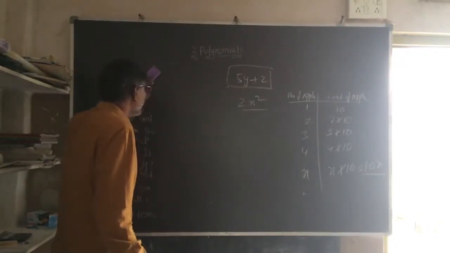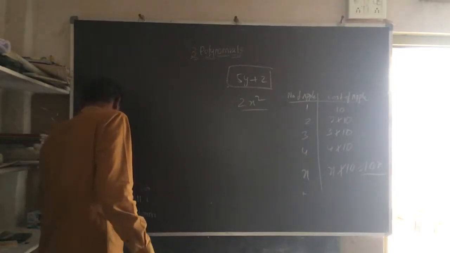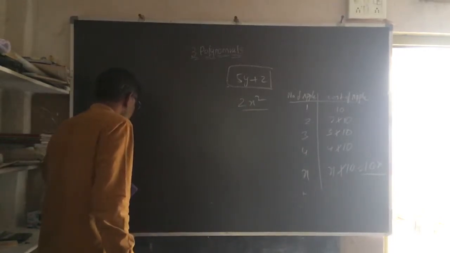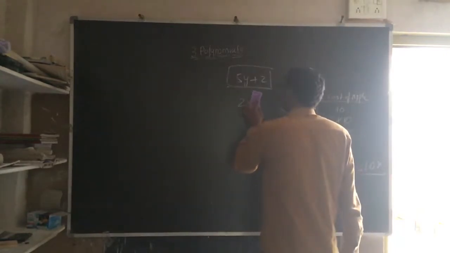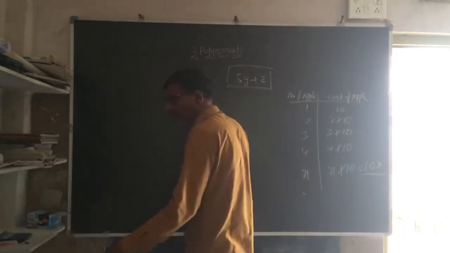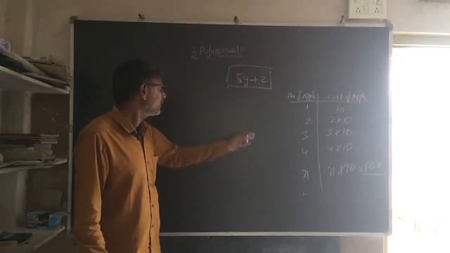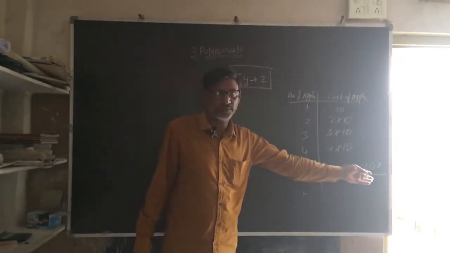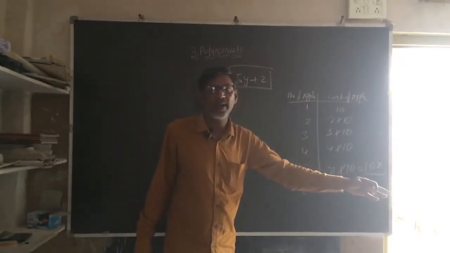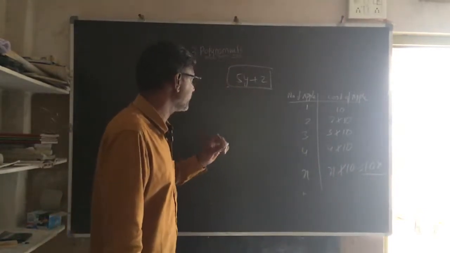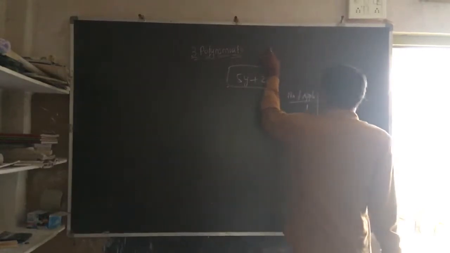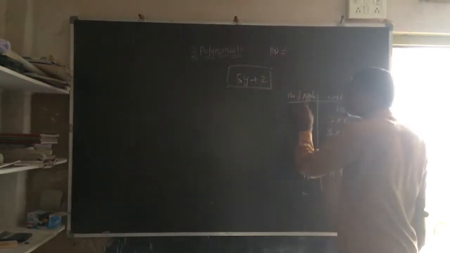A polynomial is in the form of algebraic terms. These are my algebraic terms, formed by adding or subtracting terms. For example, a polynomial is an algebraic expression.